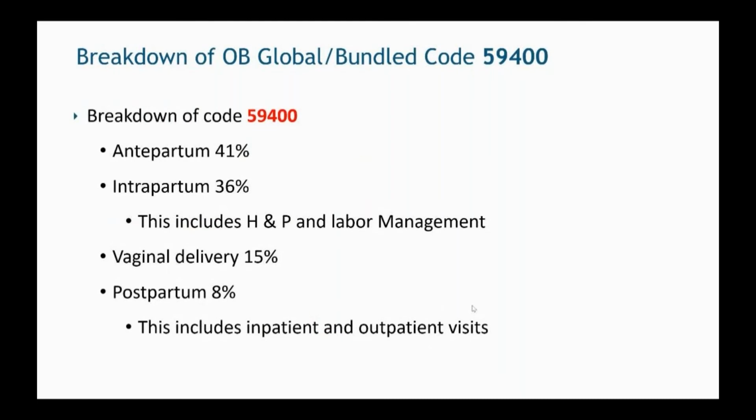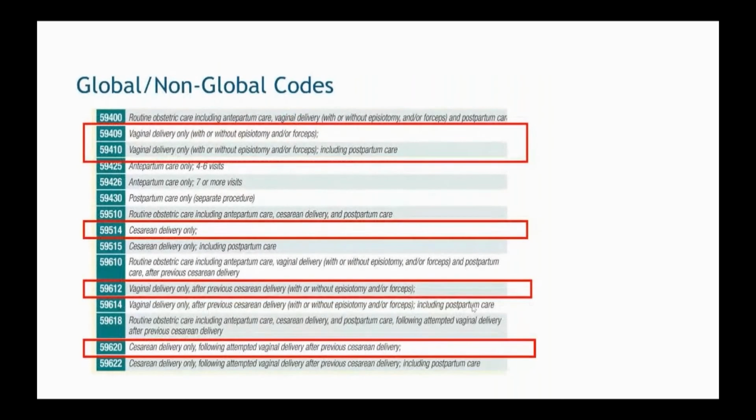This is interesting too, the breakdown of the OB Global Bundled Code 59400. Antepartum care was 41%, intrapartum was 36%, and this includes history and physical and labor management, vaginal delivery 15%, postpartum care 8%, and that includes postpartum inpatient and outpatient visits. Again, here's your global and non-global codes. And again, the reason I included non-global codes is in case your insurance company does not want you to use the global.